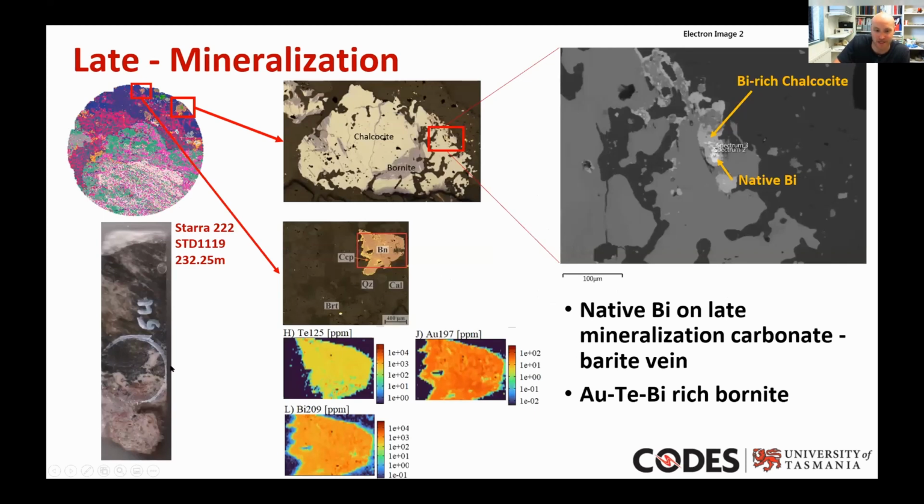If you look at the late stage mineralization on those carbonate veins, you see again those chalcocite-bornite assemblages carried on the vein. And interestingly, we see here those little bright minerals. It's native bismuth surrounded by bismuth-rich chalcocite. That's another bornite carried on the vein. I did a laser ICP-MS image of that bornite, and it's quite rich in gold, tellurium, and bismuth. So there's a clear correlation between those three elements and mineralization.